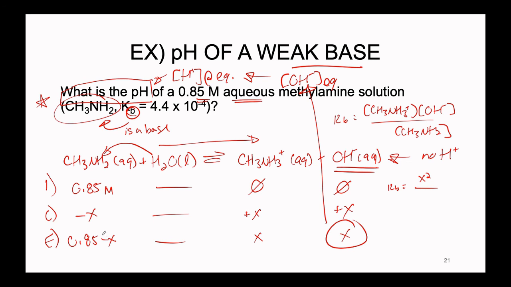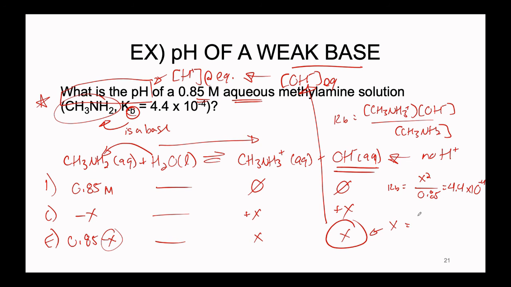What this means is that I'm going to effectively drop this minus x here. I'm only going to include the 0.85 present down below. I'm taking a shortcut here, though, and I'm being explicitly clear about taking a shortcut. And all of this now is going to be equal to our Kb, which is equal to 4.4 times 10 to the negative 4.